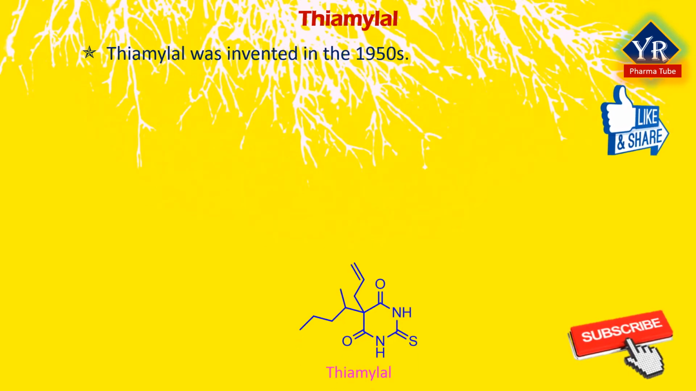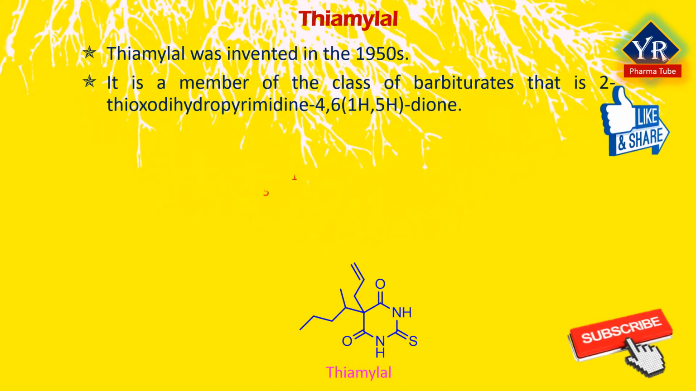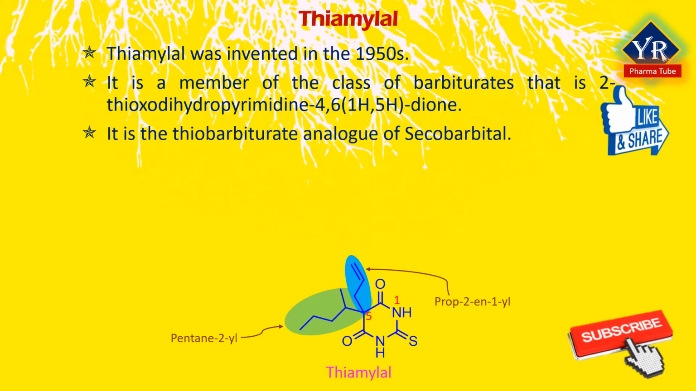The next drug is thiamylal sodium. Thiamylal was invented in the 1950s. It is a member of the class of barbiturates, that is, 2-thioxo-dihydropyrimidine-4,6(1H,5H)-dione substituted by a pentan-2-yl and a prop-2-en-1-yl group at position 5. It is the thiobarbiturate analog of secobarbital.